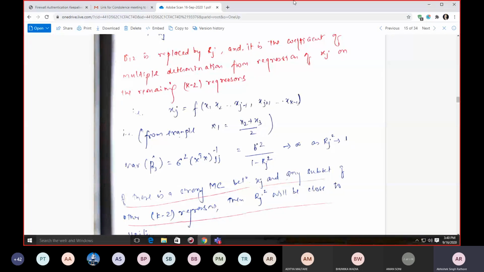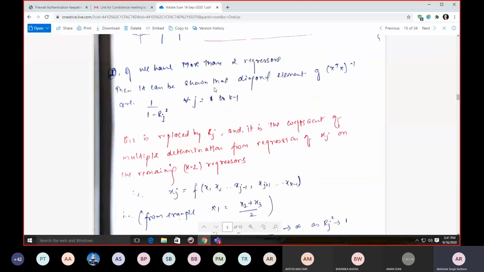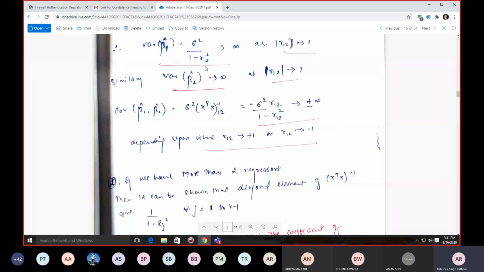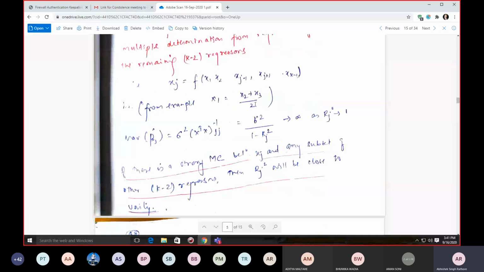For example, we had started with x1 equals x2 plus x3. So the variance of beta is equal to sigma square times x transpose x inverse jj. When we are having multiple correlation, how can we write it? We can write it as sigma square upon 1 minus rj square, instead of this small r j, because we had two small values earlier. Now we are considering the multiple regression. So again, we can have this rj equal to 1.